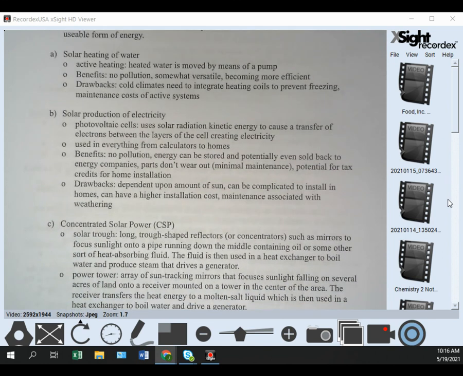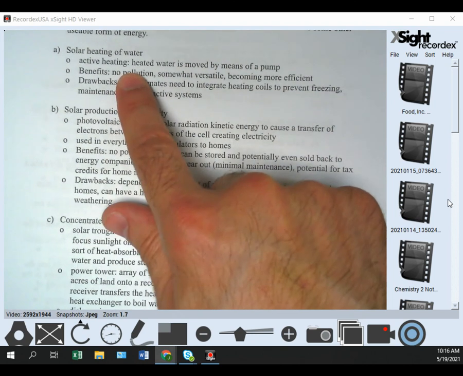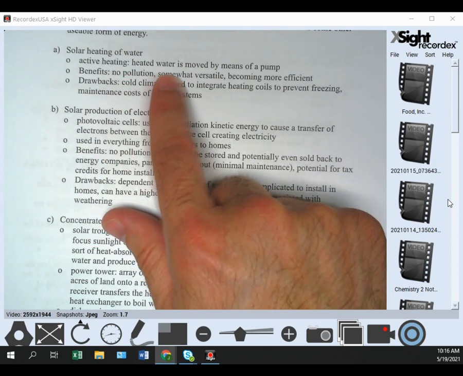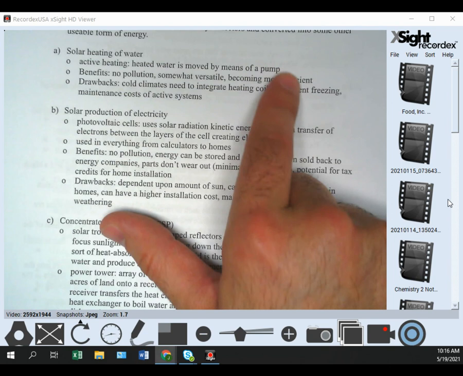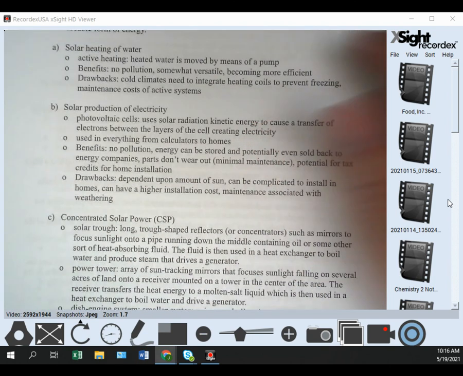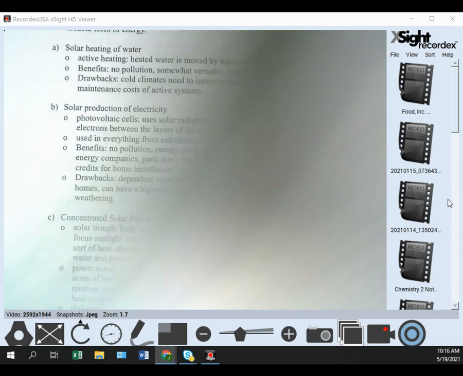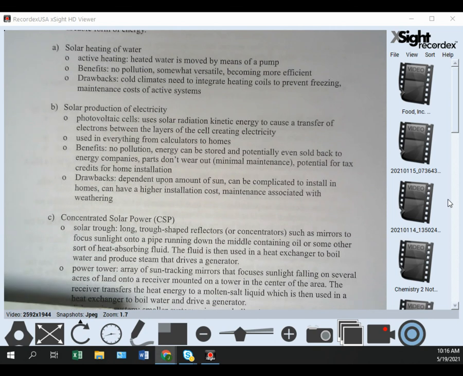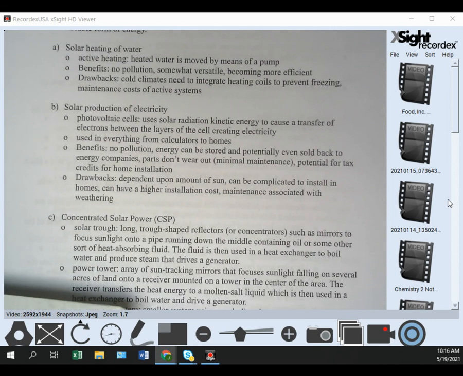Solar heating of water. Solar heating of water for active heating is where heated water is moved by means of a pump. So let me see. I don't know if they have any examples in here. I don't think they have any specific examples in here.